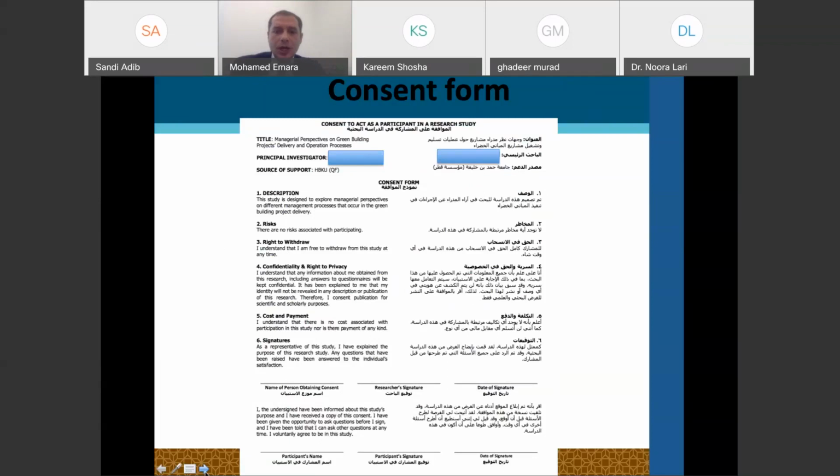Again, this is a consent form that I'm talking about. Another way to structure the consent form is with a description, risks, right to withdrawal, confidentiality, cost and payment, and signatures. Again, we're going to try to provide all these kinds of examples so that you can use them without any confusion, in a simple format, in Arabic and English.